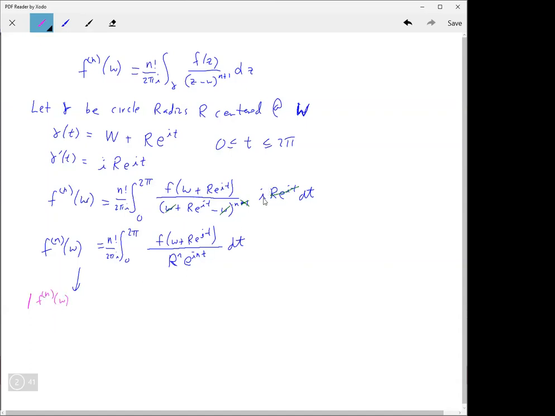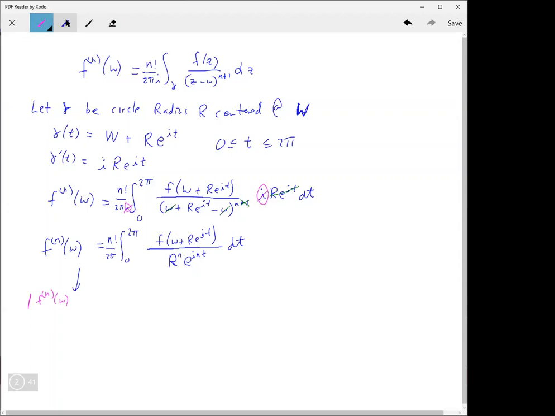Oh, I messed up something. There's this i here, right? Okay, so this i and this i are going to cancel each other out, right? So that means that this is just going to go away. Okay, so the i's are going to cancel, because this is the numerator over the denominator. Okay, so we just get this.